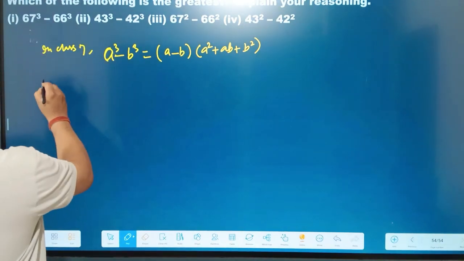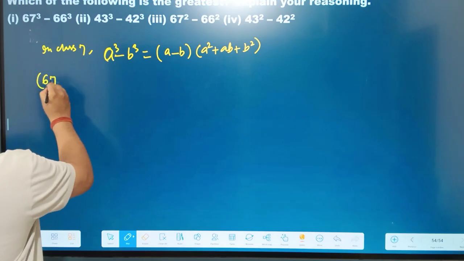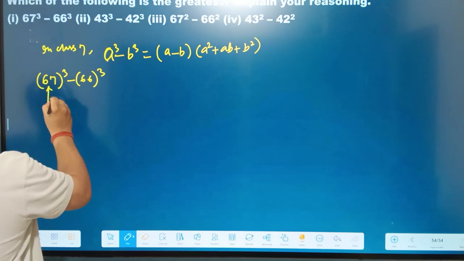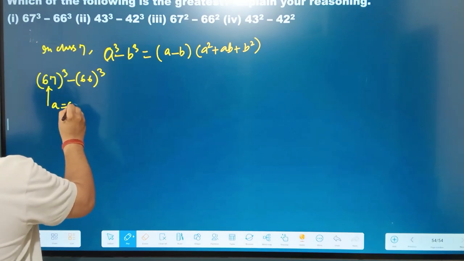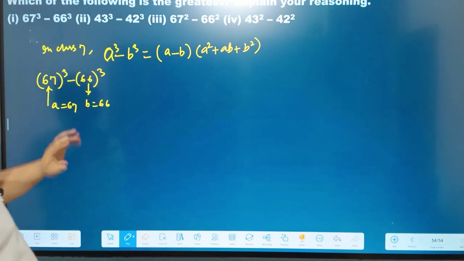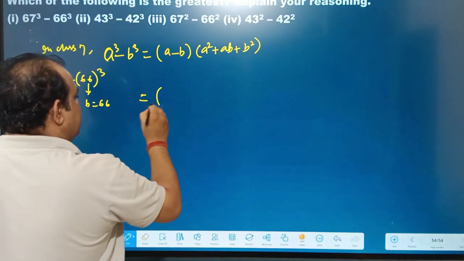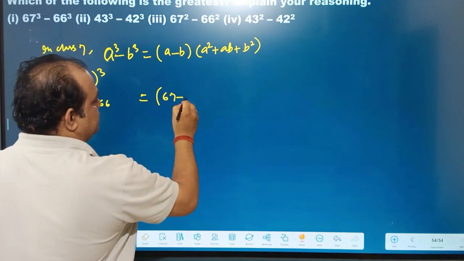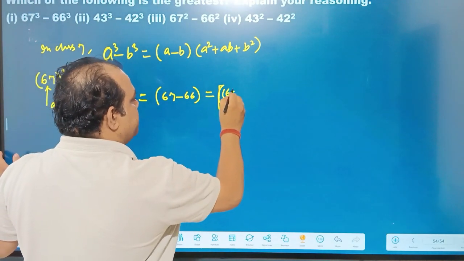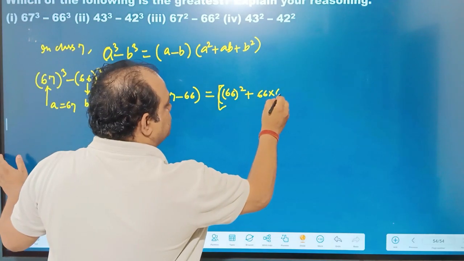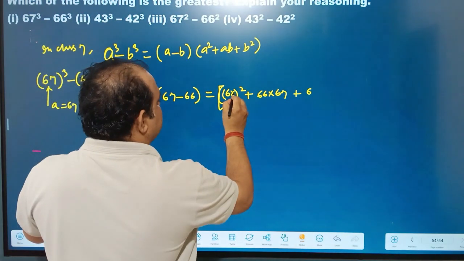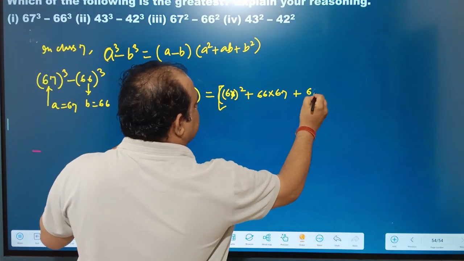So let's say in this question 67 ka power 3 minus 66 ka power 3. So here what is a? This is a. a is equal to 67. What is b? b is equal to 66, right? So we'll use this formula. Formula says it becomes a minus b, the a is what? 67 minus 66. Then what you have? 67 ka square. Let's make it a big bracket, plus 66 into 67 plus b ka square is what? Oh, this is a ka square. This is 67. Sorry, this is 66 ka square.